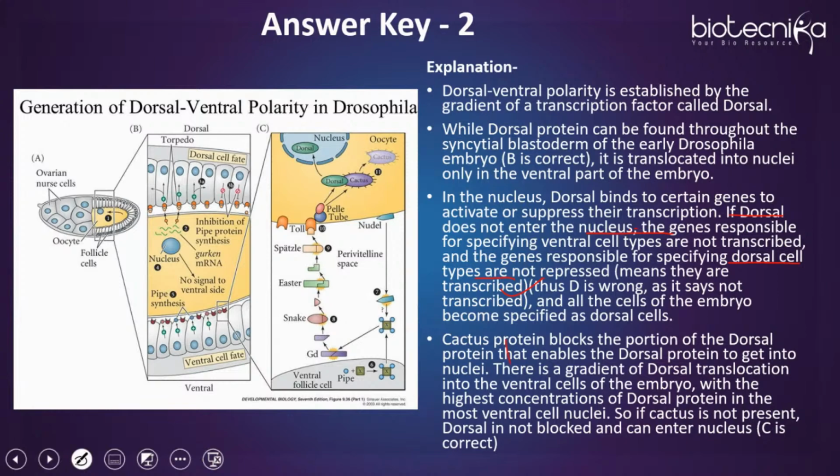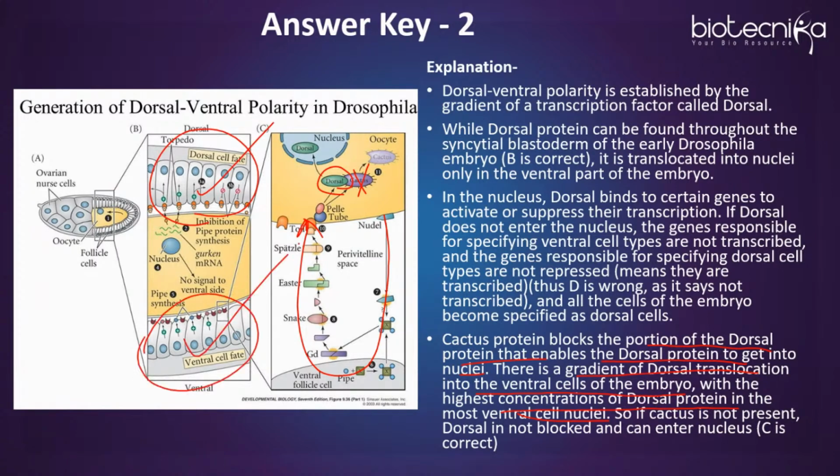Okay. Now cactus, I told you, blocks the portion of the dorsal protein that enables entry into the nuclei. So there is a gradient of dorsal translocation, with the highest concentration in the ventral cell nuclei. Now, if cactus itself is not present, then there is no need for the entire signaling, no. If this embryo is special in that cactus is not present, then dorsal will be present free all over. This side also dorsal will be there, this side also dorsal will be there. So the entire embryo will become ventral, because dorsal is entering the nucleus on both sides.